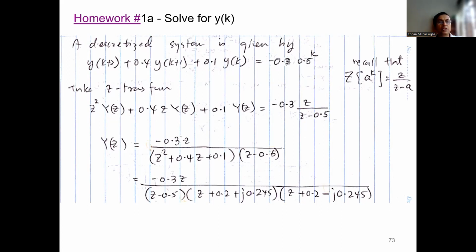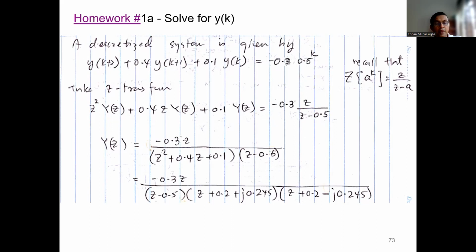So it will be Z squared Y(Z). Remember, this is k plus 2. And then this is k plus 1, which means Z Y(Z). And y[k] becomes Y(Z). And on the right-hand side, for anything to the power k, the Z transform is Z over Z minus that value here, the constant.